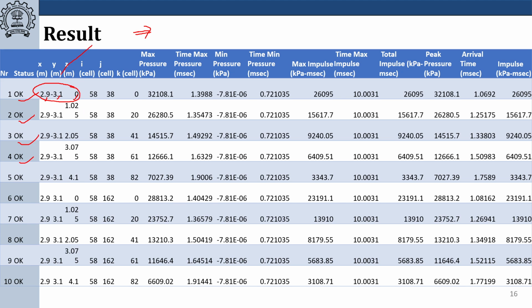So you should be careful with your xyz locations, and it will give a summary of the maximum pressure obtained and the time at which it occurs, the minimum pressure and the instance of time at which it occurs, and the total impulse. Maximum impulse is the time integration of your pressure history. Here it is a positive impulse, and total impulse is the combination of the positive impulse and the negative impulse. So these are the things you should be careful about while extracting your data.